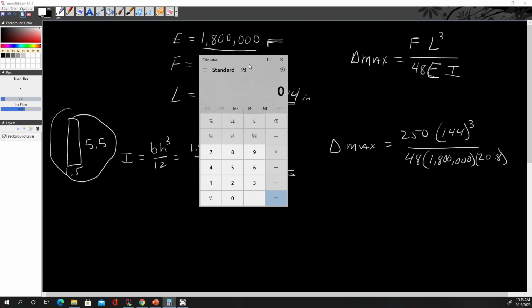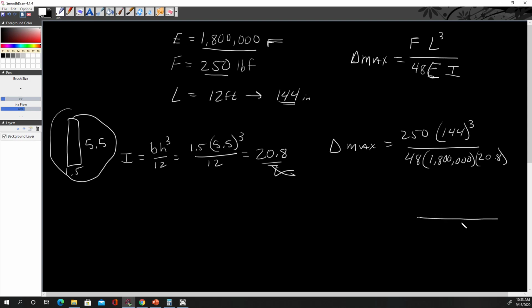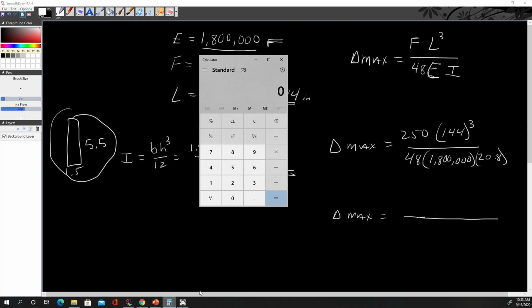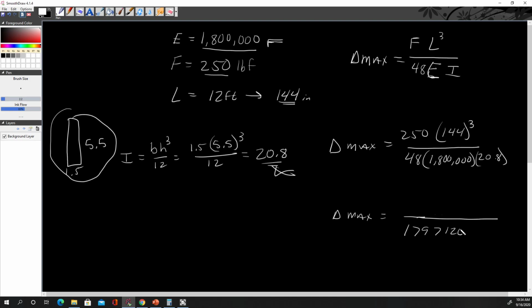Let's do the top first. Actually, I always recommend doing the bottom first, and I'll show you why in a second. It just makes calculating a little faster. So I'm going to do the bottom first. Here we go. So let's do the bottom. It's 48, then times 1.8 million, right? 1,800,000, like that. Then times 20.8, that's the last number, and I get 1,797,120,000. There we go, and those little commas help us place.